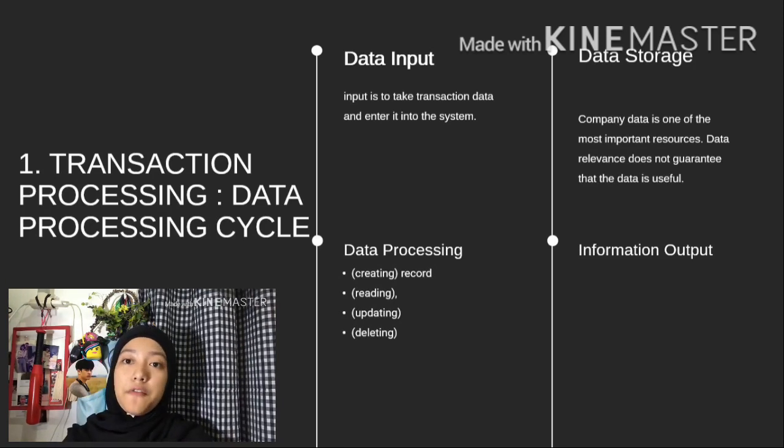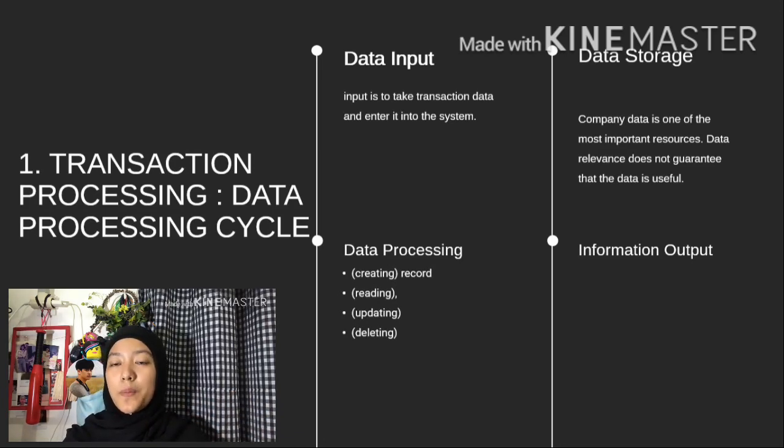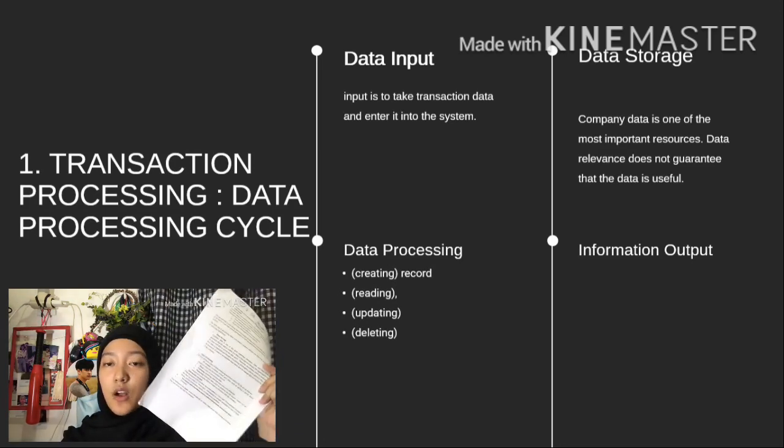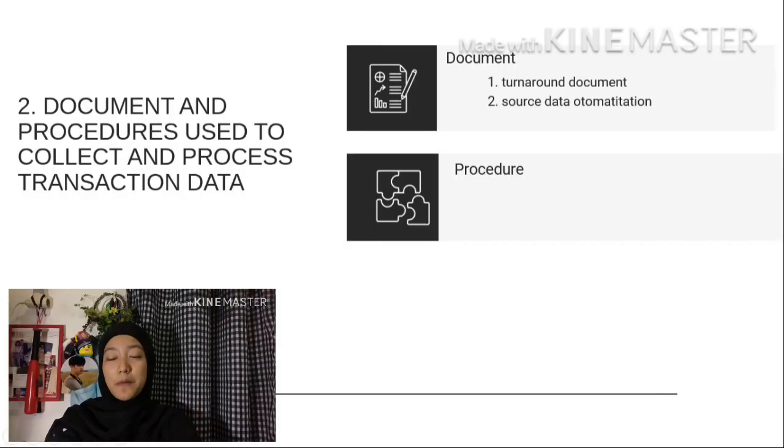There are 2 types of information output. First is the soft copy. The soft copy is like the file that I present to you. This is the soft copy one. The hard copy is just like this. This is called the hard copy information output. 2 is document and procedure used to collect the transaction data.